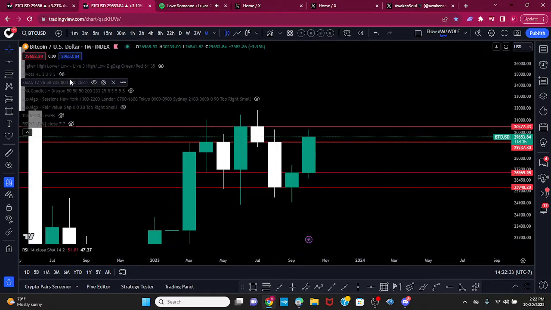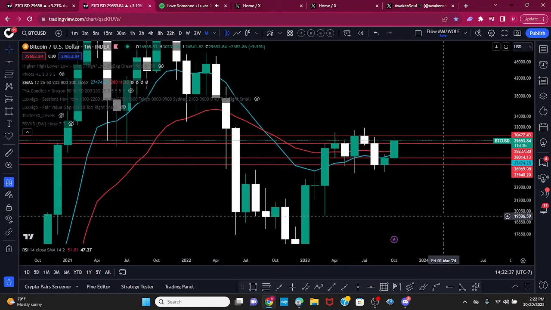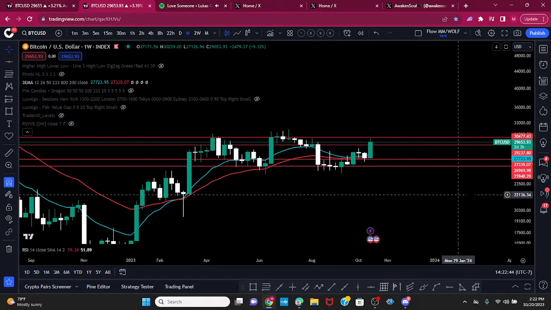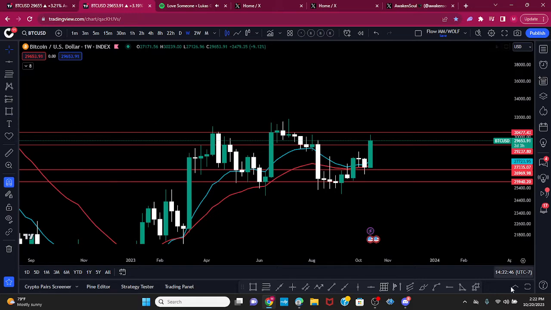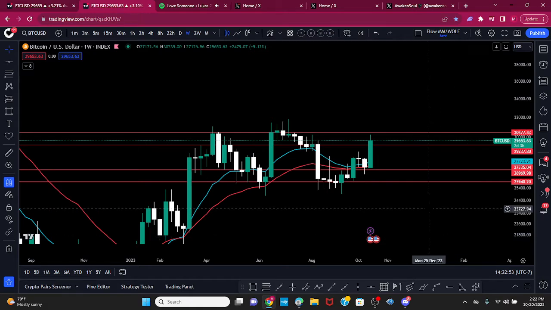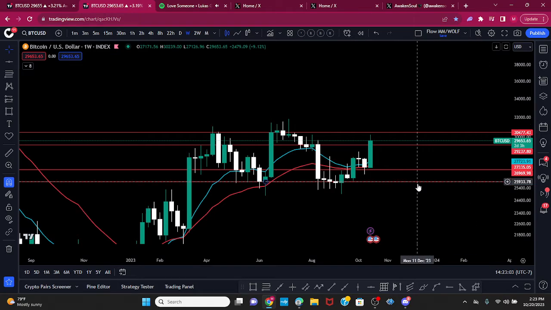I also use my 12 and 26 EMAs. On the monthly, it's important to understand that we are in a bearish trend on our 12 and 26 EMAs. On our weekly, and I do this every time, it's important to not rush into the charts. Sit back, relax. I always tell my Discord, just do your steps, have a strategy, follow your rules. It's a repetition game. You come in and you do it over and over again, and you'll succeed.